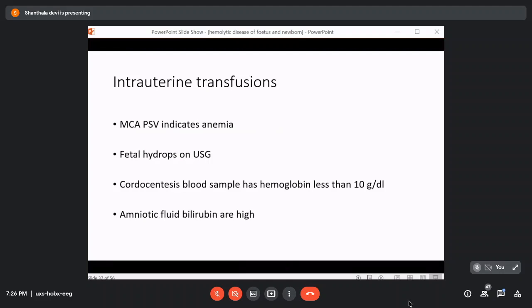Once there is indication of fetal anemia, intervention can be done in the form of intrauterine transfusions. Intrauterine transfusions are given when this middle cerebral artery peak systolic velocity indicates anemia, or there is fetal hydrops on the ultrasound, the cordocentesis blood sample shows the hemoglobin is less than 10 grams per deciliter, or if the amniotic fluid bilirubin is high.